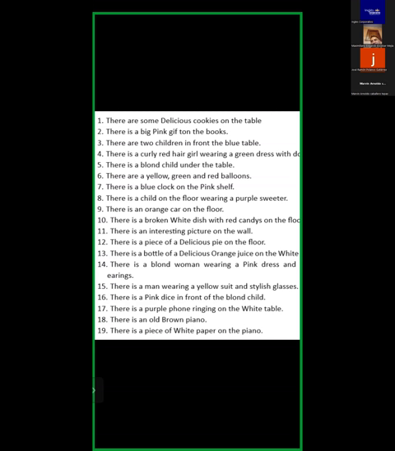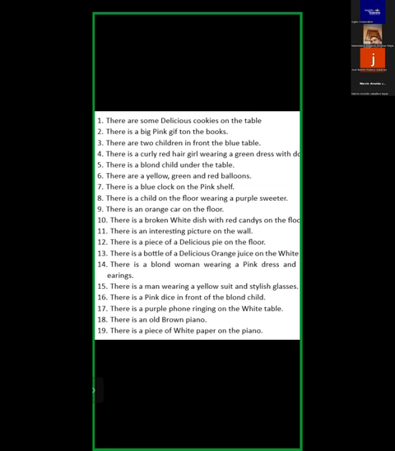Esa A con there are no va, porque es un plural y me está poniendo un determinante singular. So there are yellow, green, and red balloons, sin la A. There's a blue clock on the pink shelf. There is a child on the floor wearing a purple sweater. There is an orange car on the floor.